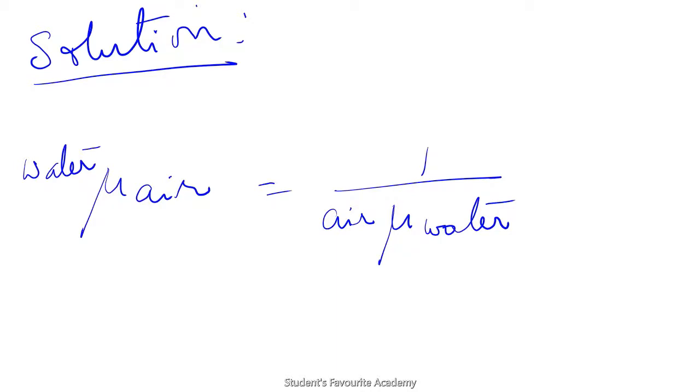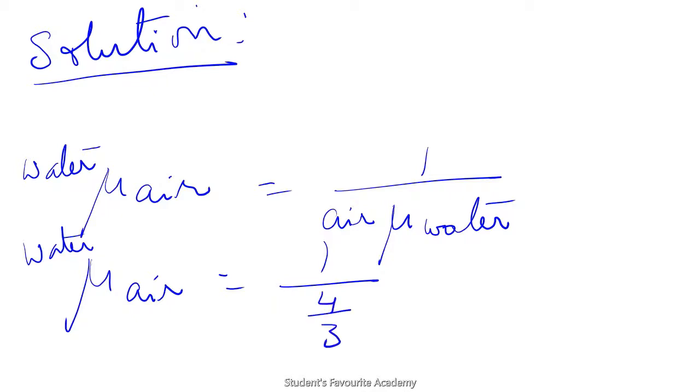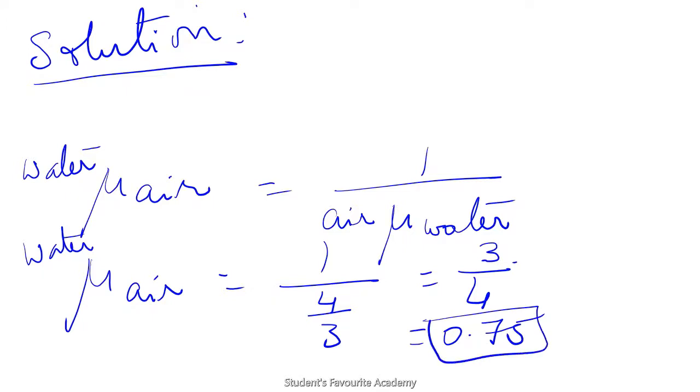So mu of air with respect to water will be 1 upon mu of water with respect to air. Now mu of water with respect to air is 4 upon 3. So this is equal to 3 upon 4, that is 0.75. So that is the answer. Okay.